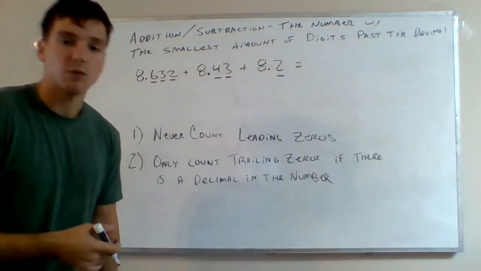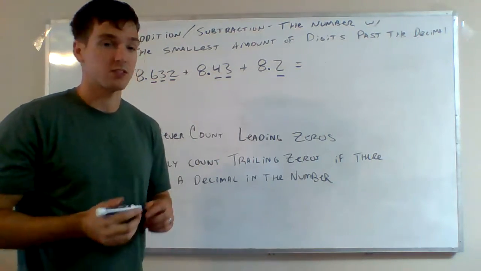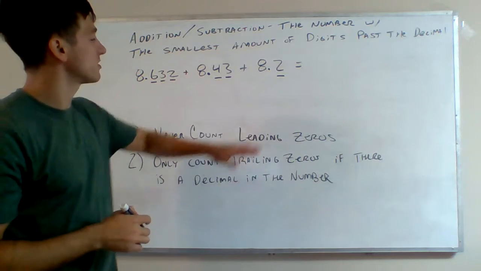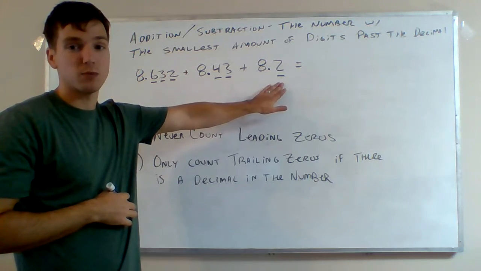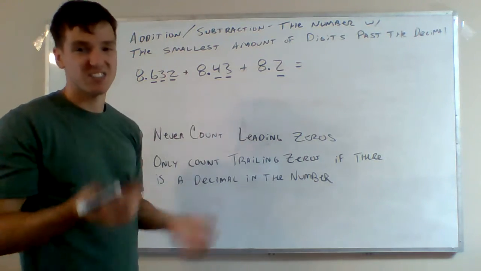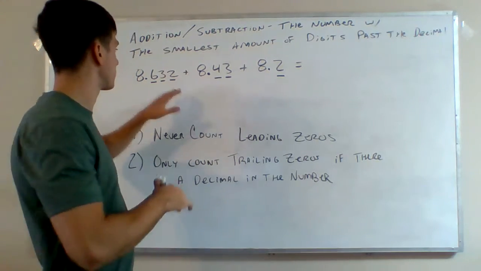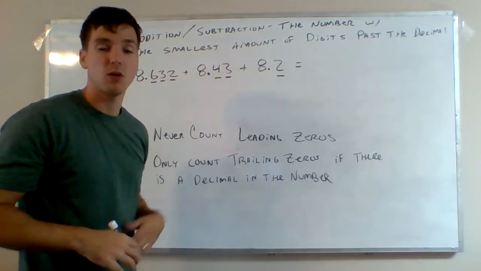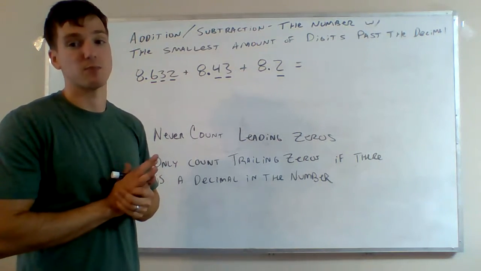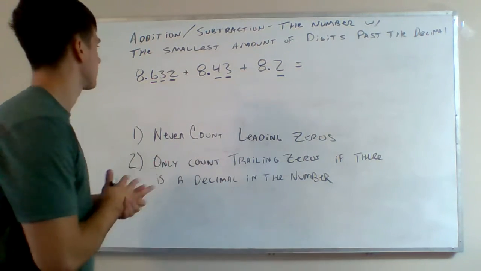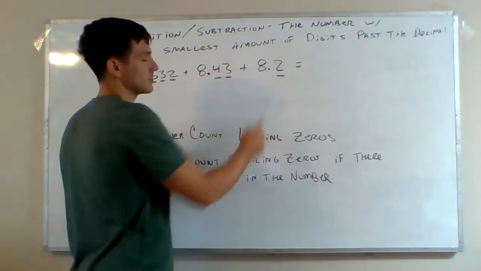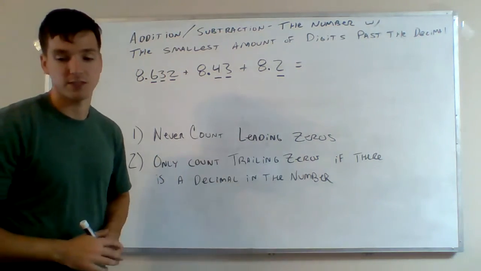Well, what does that mean? Well, I look at the one that's the smallest, okay? So if my smallest number has one digit past the decimal, that's the smallest one, my answer is only gonna have one digit past the decimal, okay? So we look at the smallest amount of numbers past the decimal, my final answer better have that smallest number as well. So 3 sig figs, 2 sig figs, 1 sig fig, my answer is gonna have 1 sig fig.